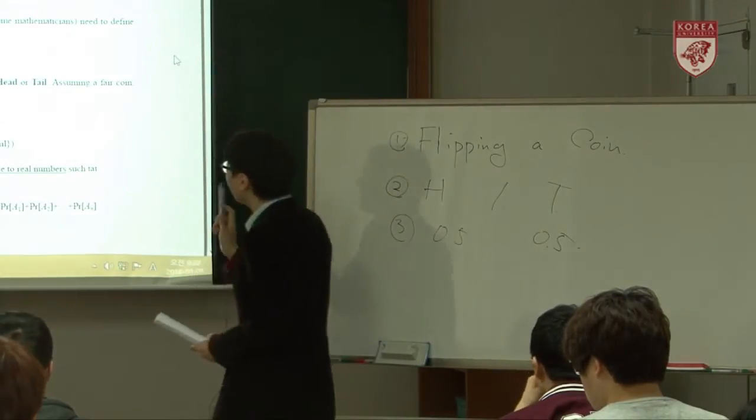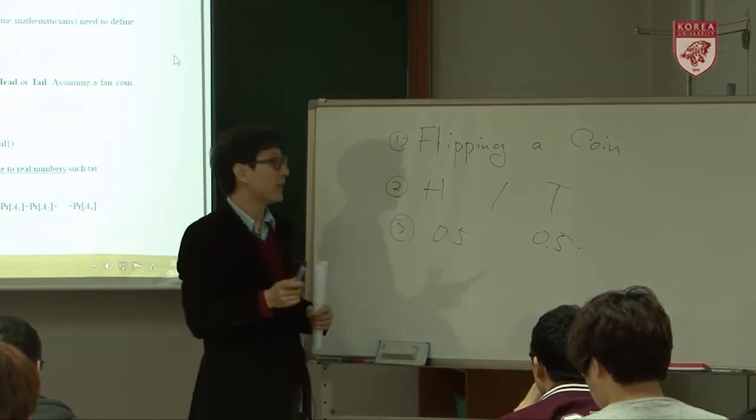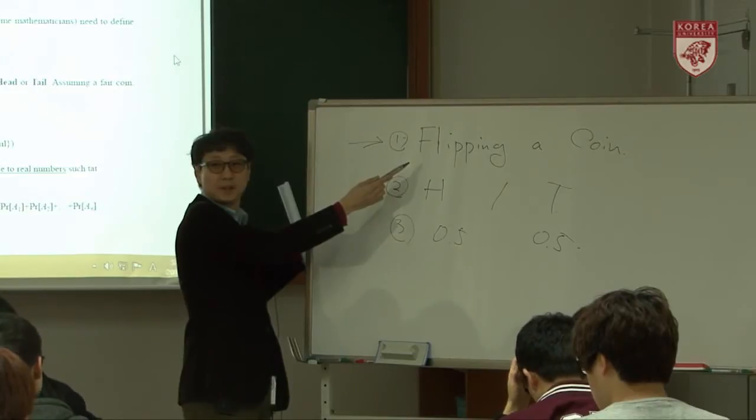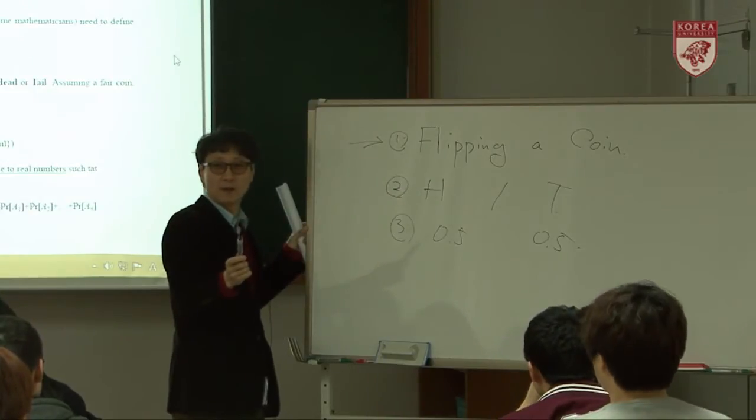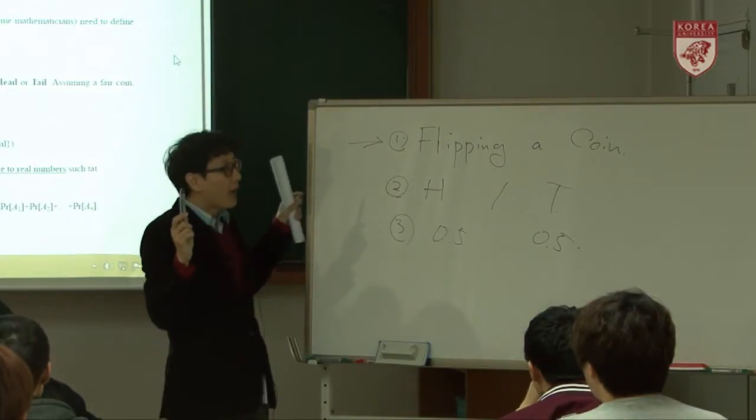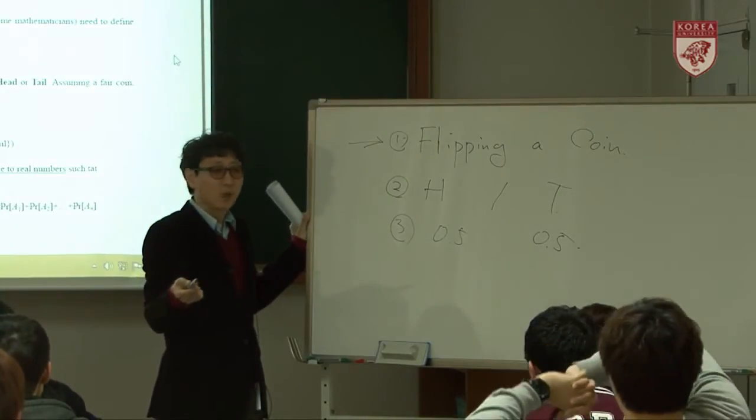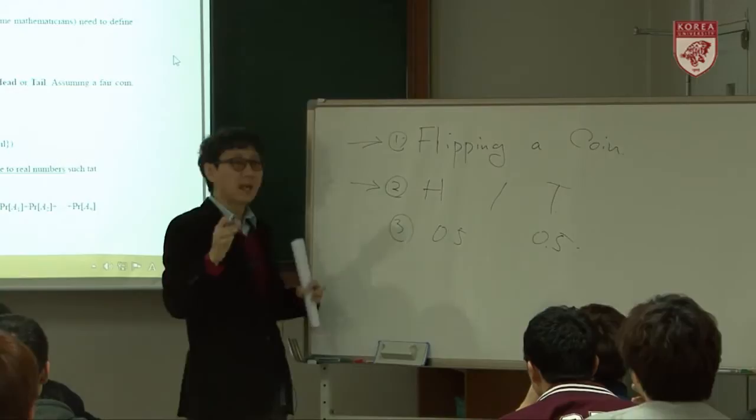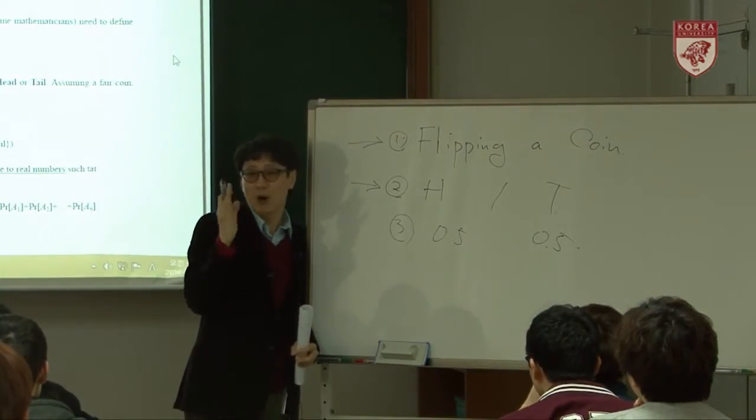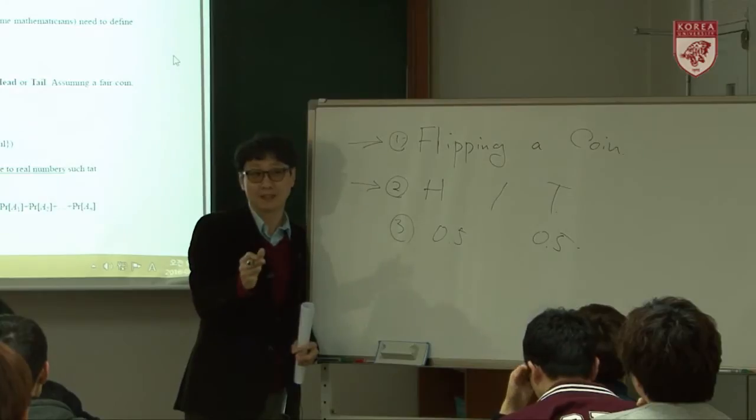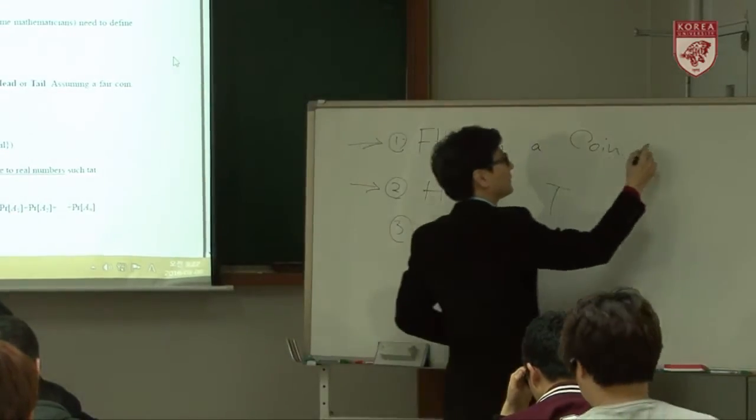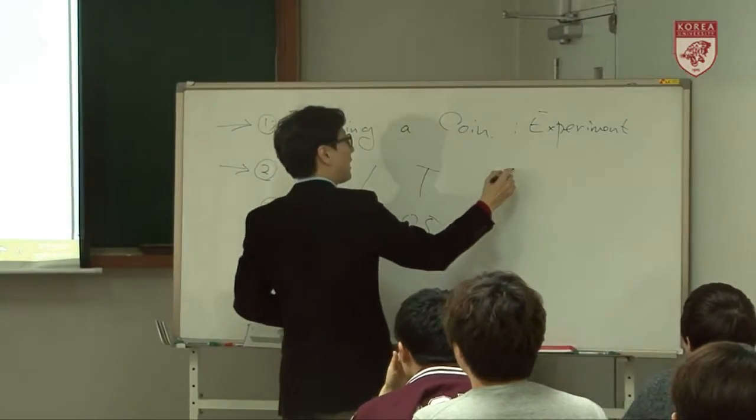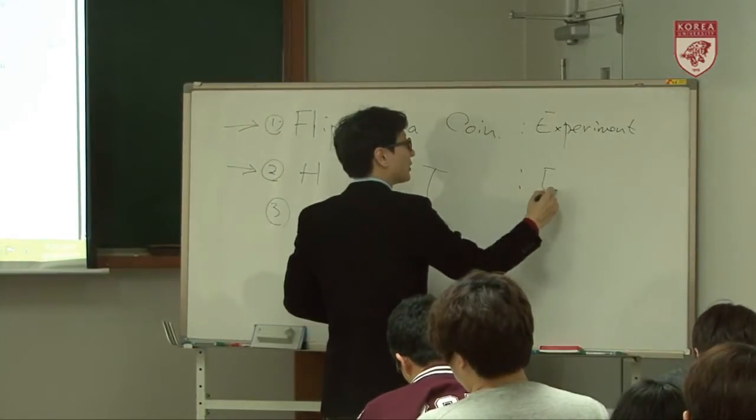Okay. In probability theory, we say we perform an experiment. Experiment means flipping a coin. Then, as an outcome of the experiment, we have possible outcomes like a head or tail. This is an outcome, or we say this is an event. We perform an experiment, and as an outcome of the experiment, we observe an event.